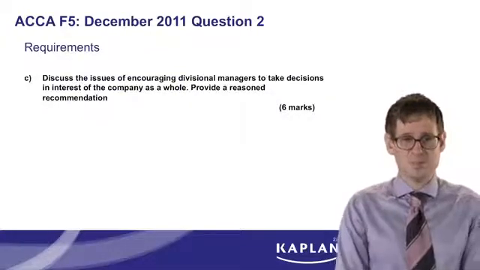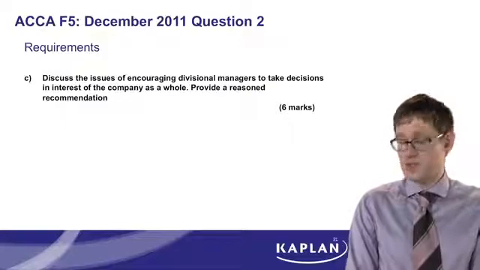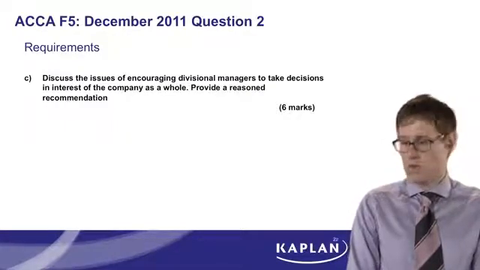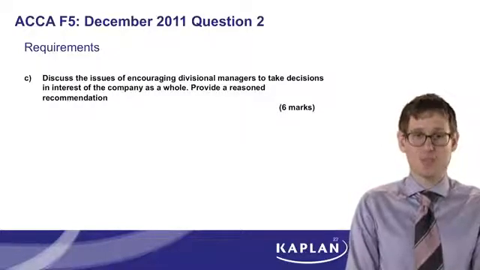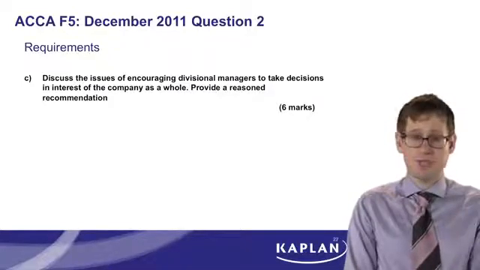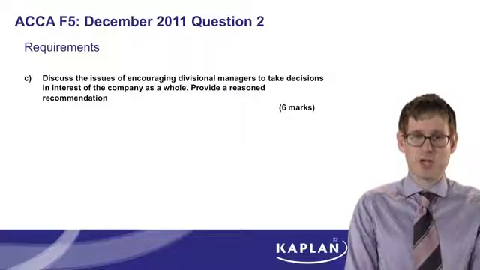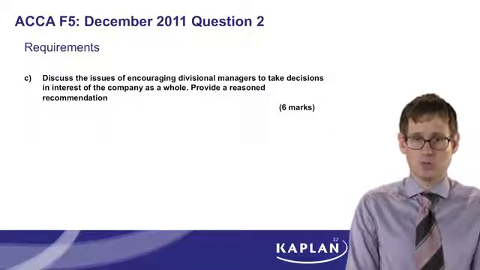So for Part C, we needed to discuss the issues that divisional managers take into account when coming up with transfer prices. Also, how their interests will affect the company as a whole. Please make sure as well that you provide a conclusion and a reasoned recommendation. In terms of the 6 marks that are available, there will be 1 or 2 marks available for this, and you will only get 4 marks if you neglect a conclusion.